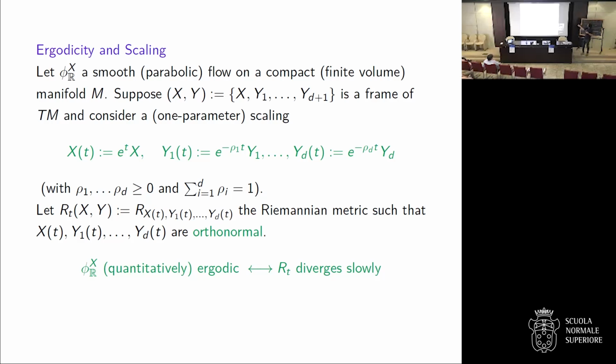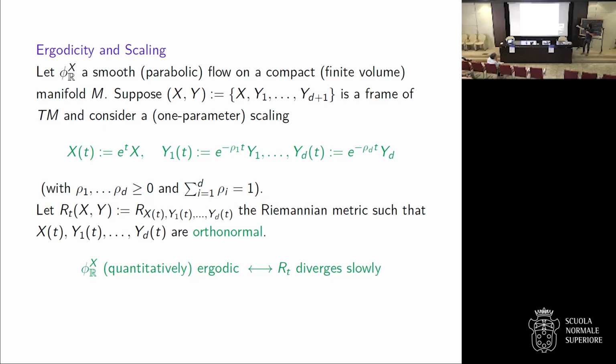Well, the frame X, Y1, ..., Yd plus 1 defines some Riemannian metric where you take the vectors to be orthonormal. So you have a Riemannian metric, and you're scaling the metric by scaling the vectors. And this Riemannian metric will have, say, an injectivity radius, for instance, or other geometric features. And you want these features to diverge slowly. So this is a kind of heuristic principle.